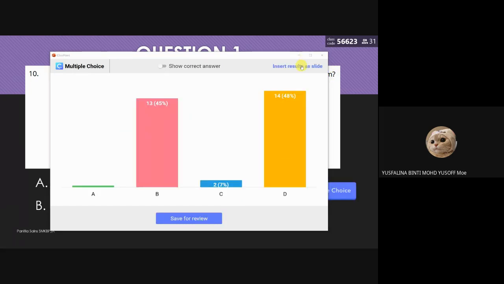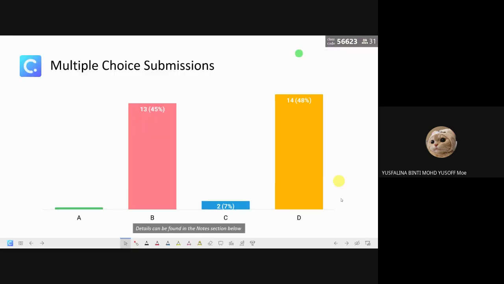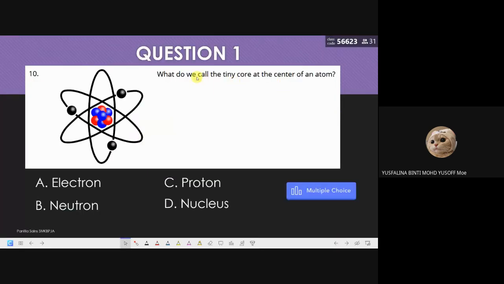So many of you got answer B and D. Okay, so let's check the answer. What do we call the tiny core at the center of an atom? This one we call the nucleus. The tiny core is the nucleus. Inside the nucleus, they consist of protons and neutrons, and this one we call an electron. This is actually the 3D image of the atom. So the answer should be D.